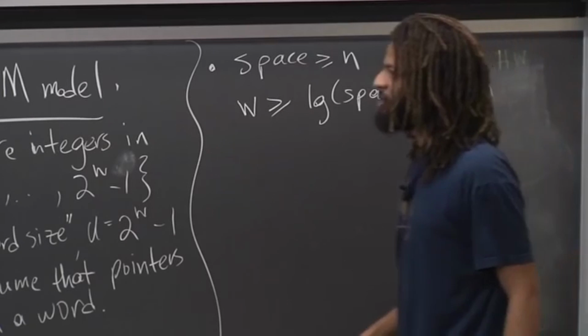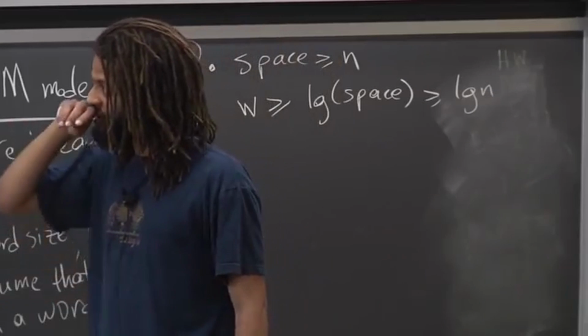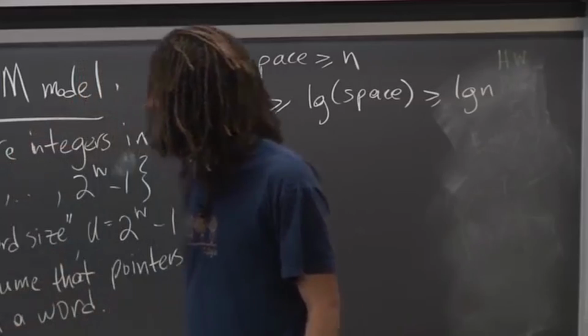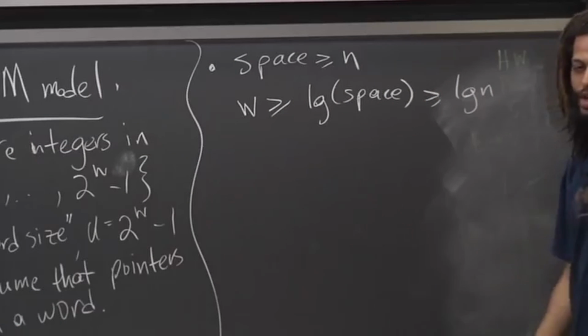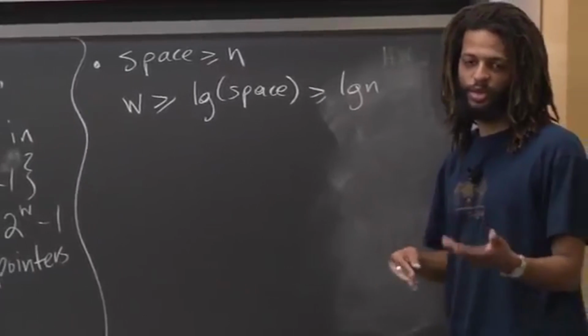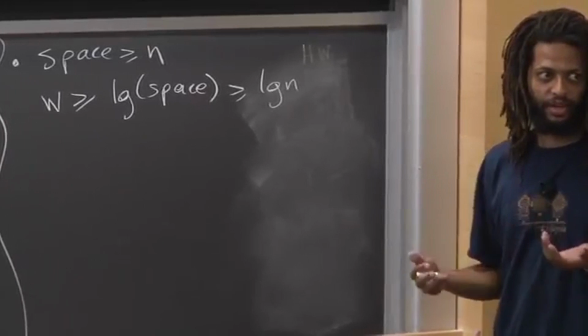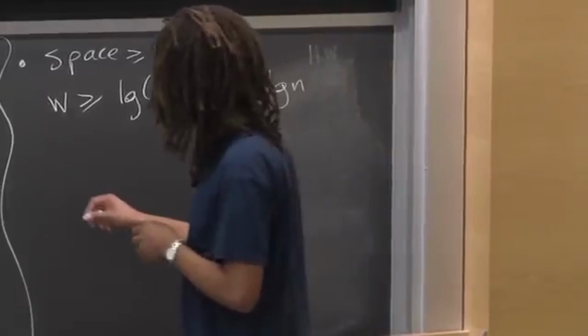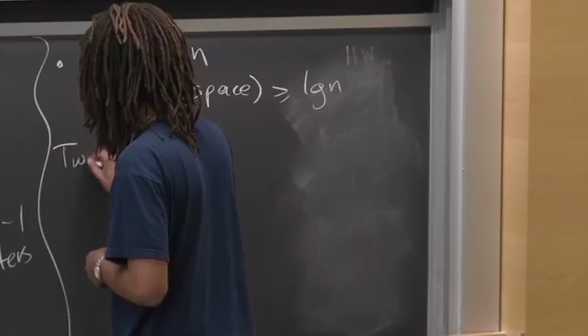And what I'm going to show you today and on Thursday are two different predecessor data structures that get different bounds. One is going to be better when w is small, like closer to log n. One is going to be better when w is very large. So two data structures.